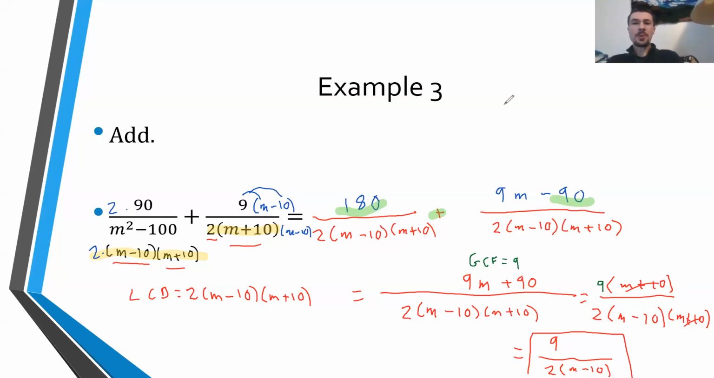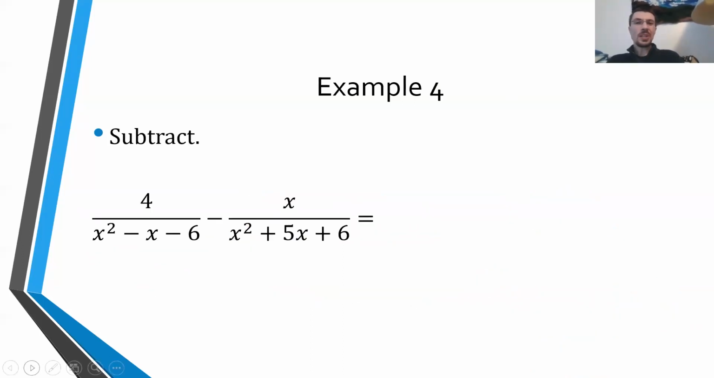Okay, we've got one more example. This one, we have to factor both denominators to start. For the first denominator, you want to find two numbers which multiply to equal -6 and which add up to equal -1. Those numbers are going to be a -3 and a +2. Since the trinomial starts with a 1, you can go straight to your parentheses and get x minus 3 times x plus 2.